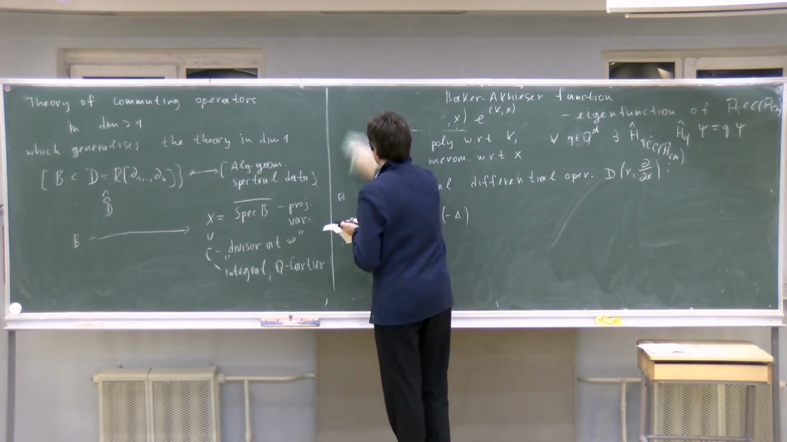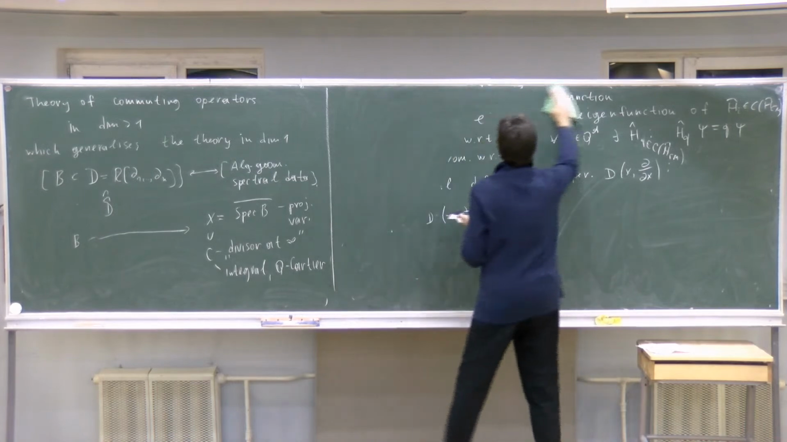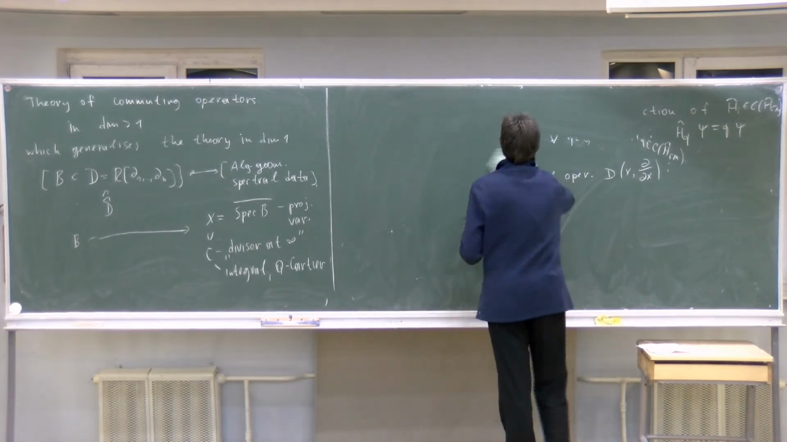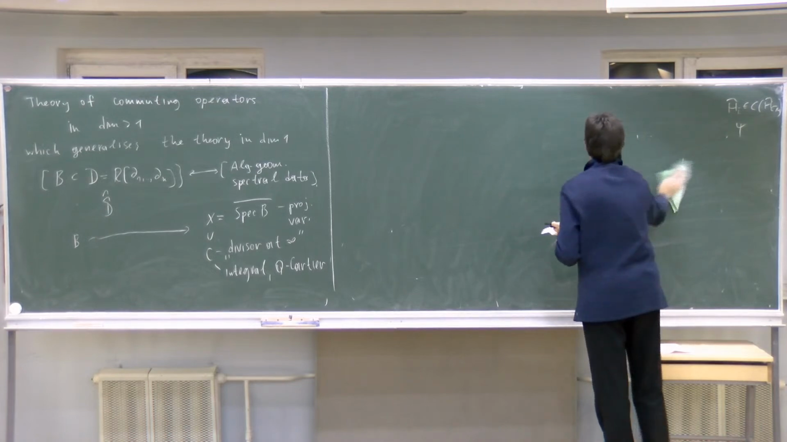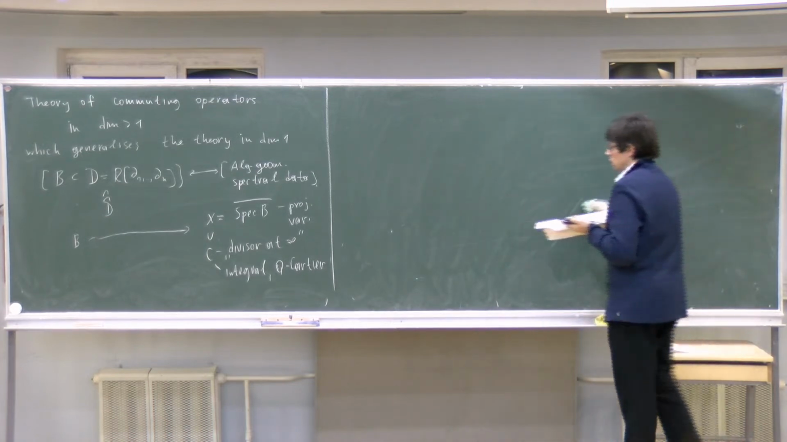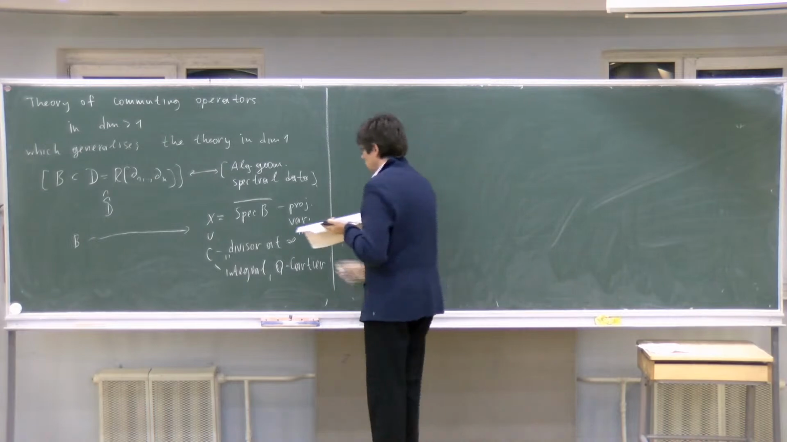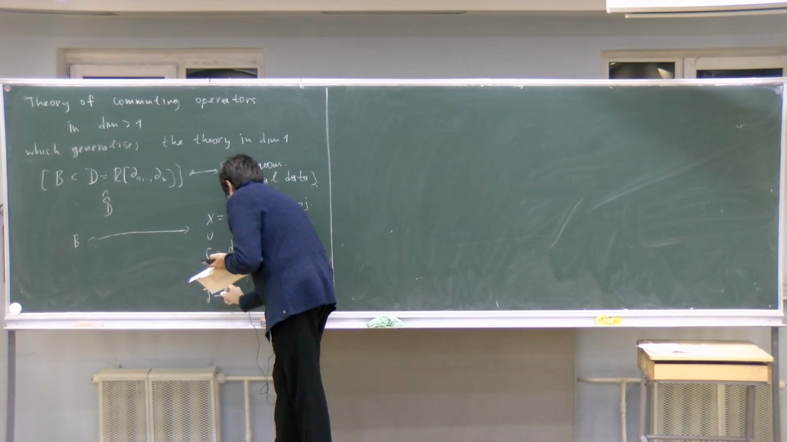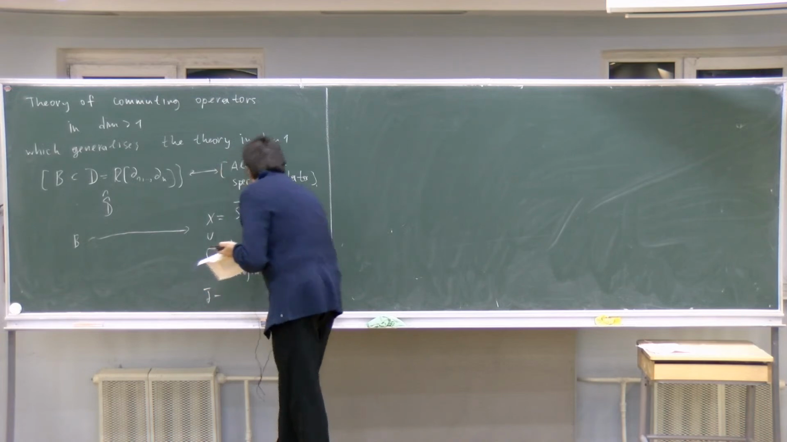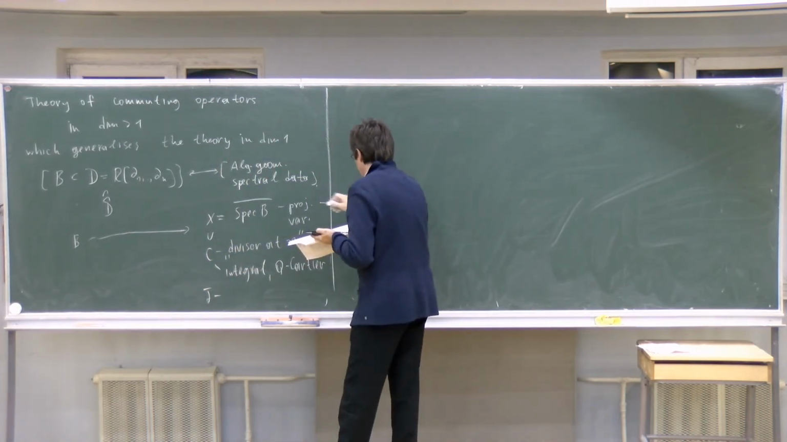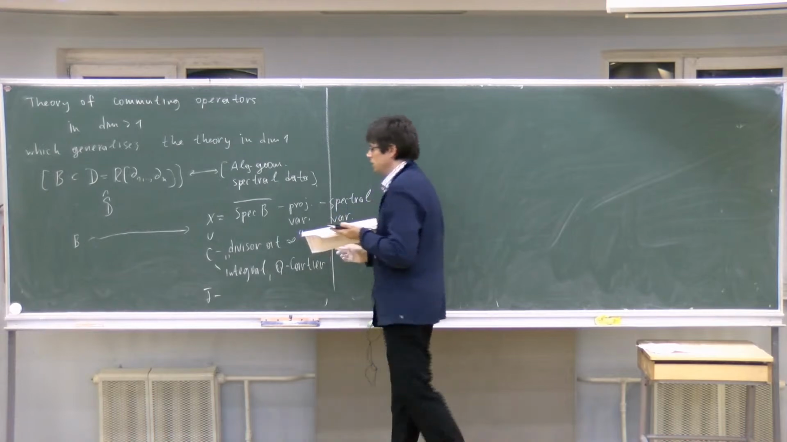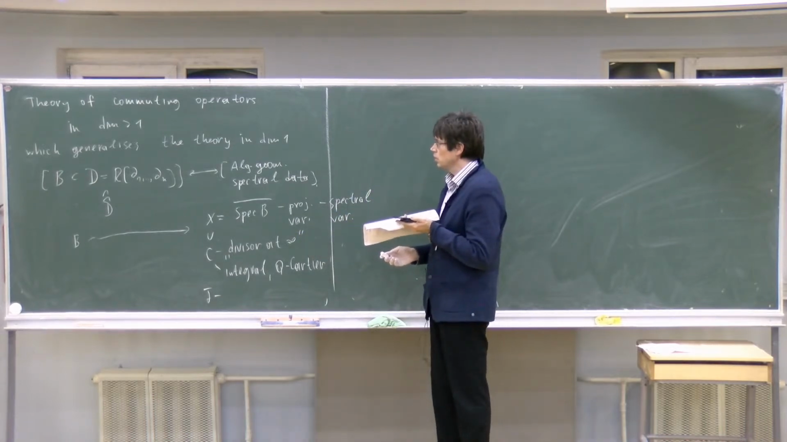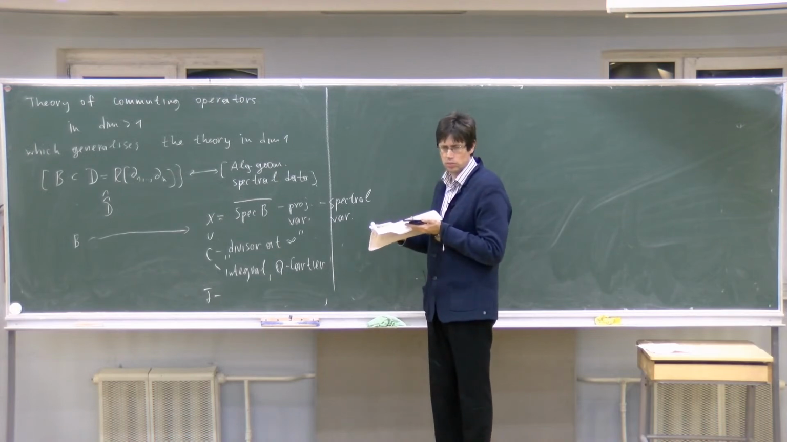Then additionally we know that there is some spectral sheaf. So this is a spectral variety. This is called the spectral variety. So what is D then? D is a ring of differential operators. What is R then?